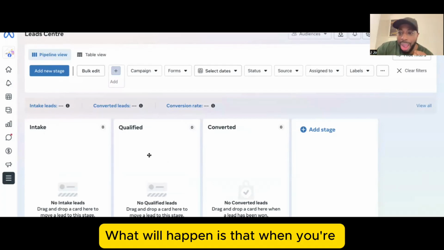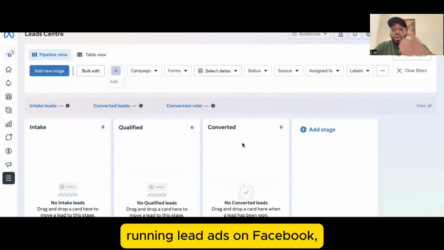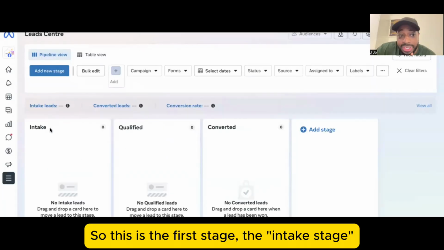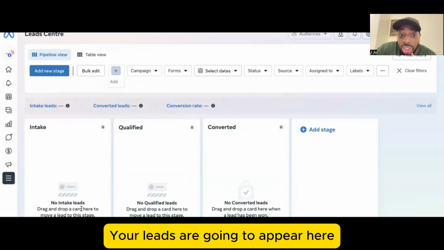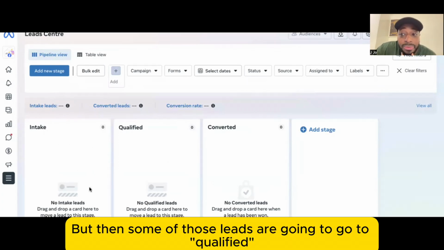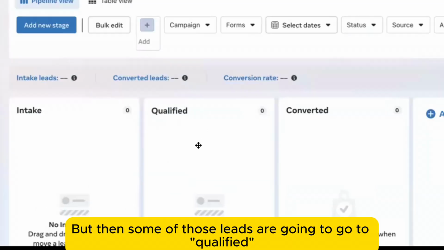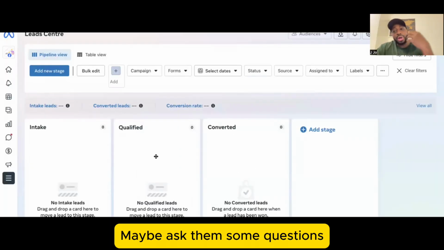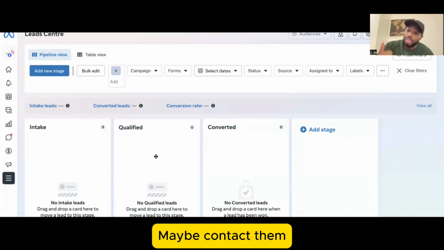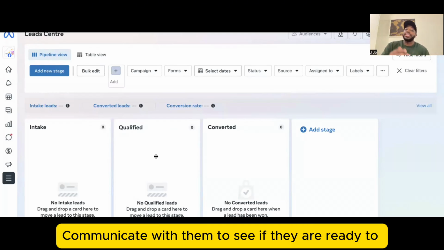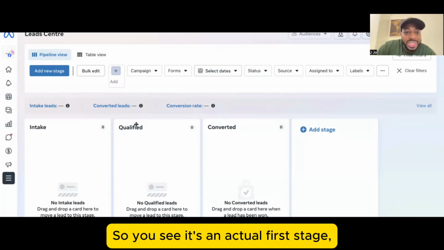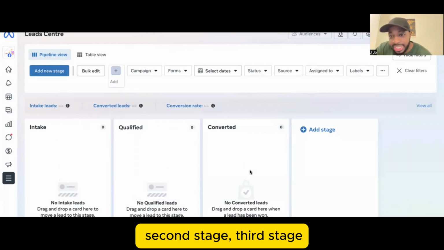It's literally stage 1, stage 2, stage 3. When you're running lead ads on Facebook or Instagram, your leads are going to appear here. This is the first stage, the intake stage. But then some of those leads are going to go to qualified. This is where you're going to qualify them, maybe ask them some questions, maybe contact and communicate with them to see if they are ready to actually buy from you. So can you see it's an actual first stage, second stage, third stage.